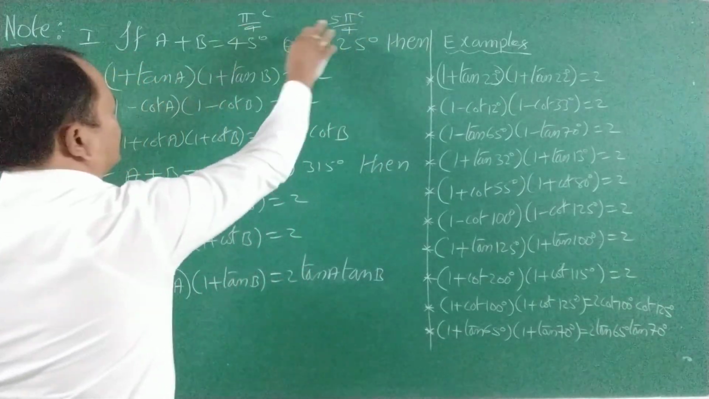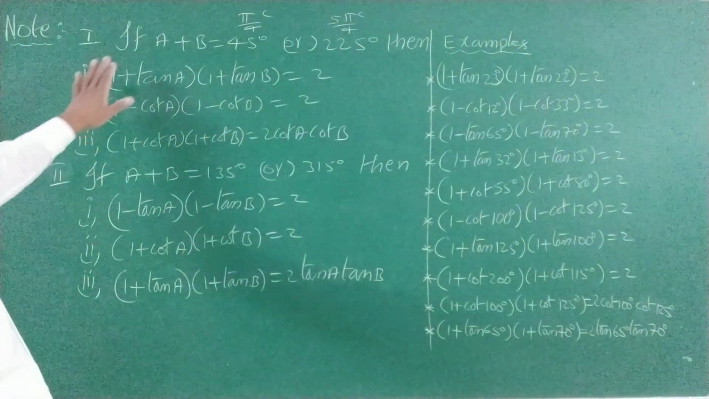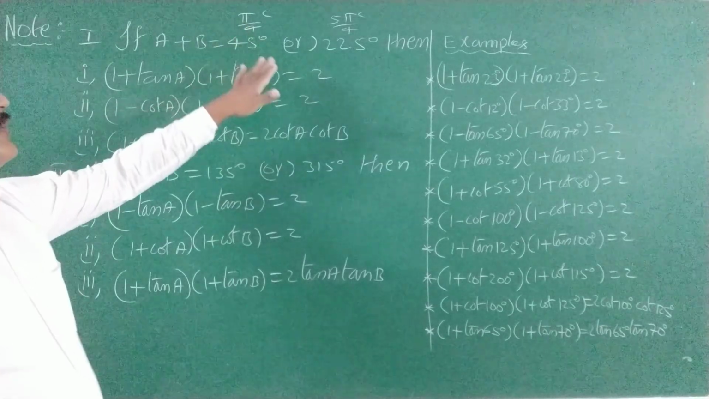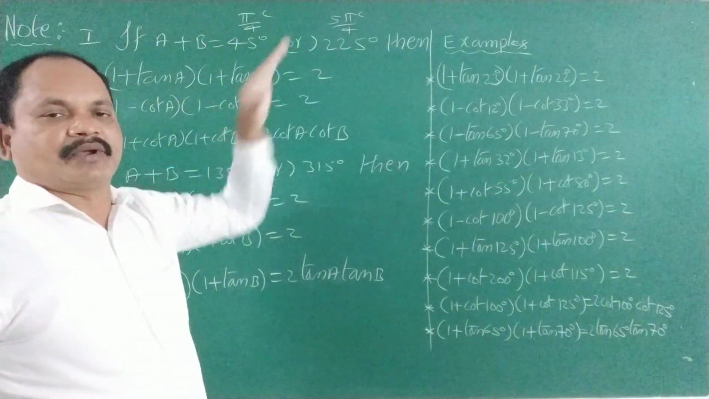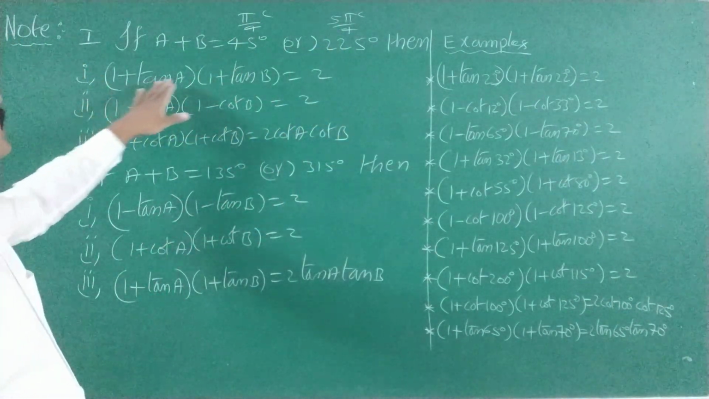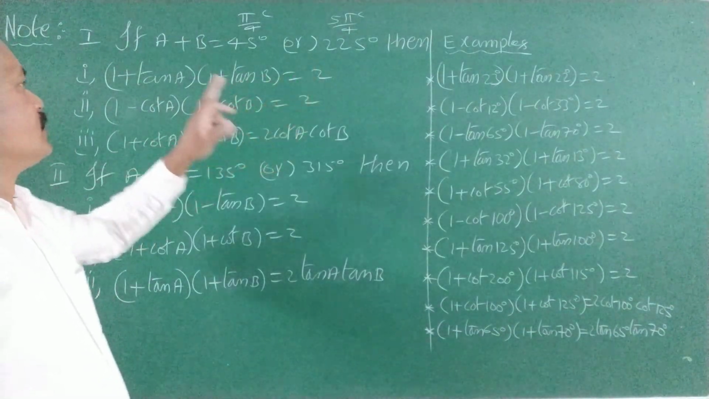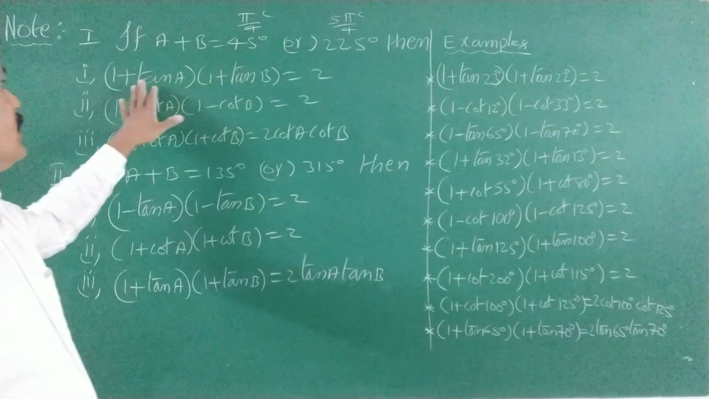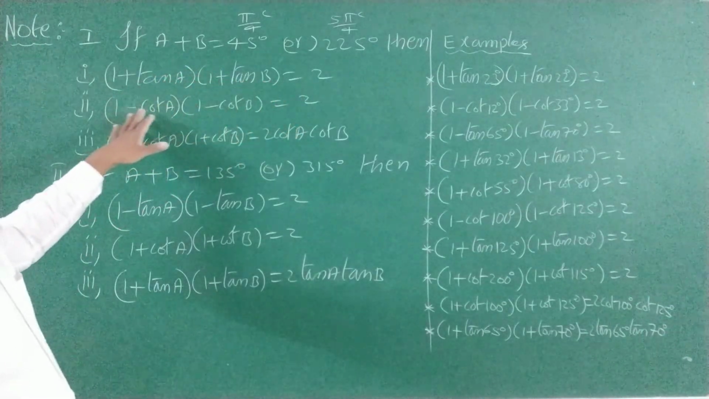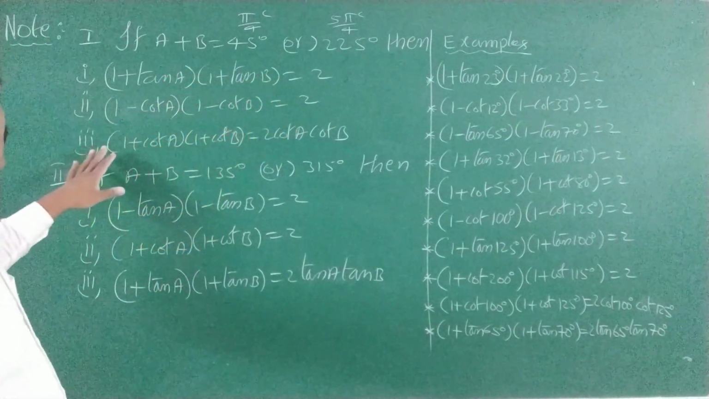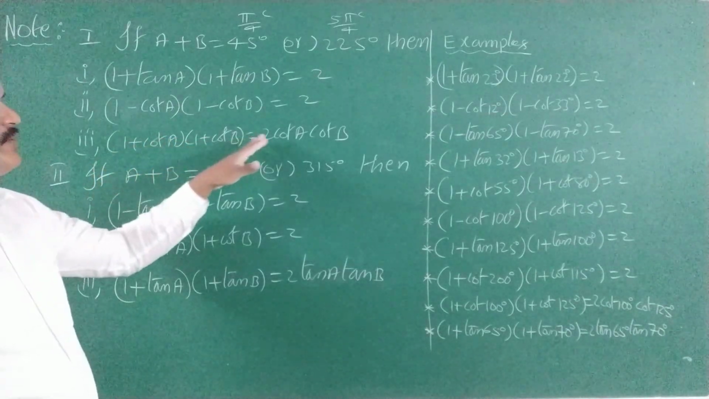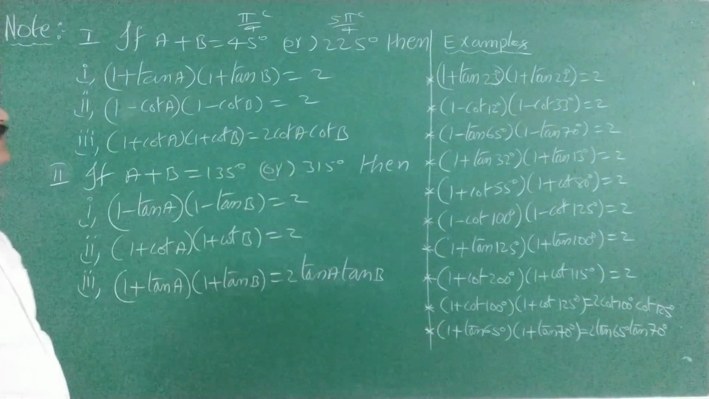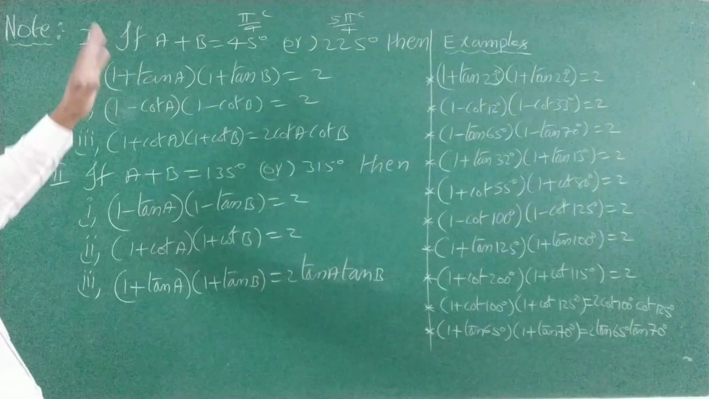That's why pi by 4. So A plus B is equal to 45 or 225, that is pi by 4 or 5 pi by 4. Then (1 plus tan A)(1 plus tan B) is 2. That means for the sum of angles 45 or 225, (1 plus tan A)(1 plus tan B) is 2, (1 minus cot A)(1 minus cot B) is 2, and (1 plus cot A)(1 plus cot B) is equal to cot A cot B. So these three are already proved.